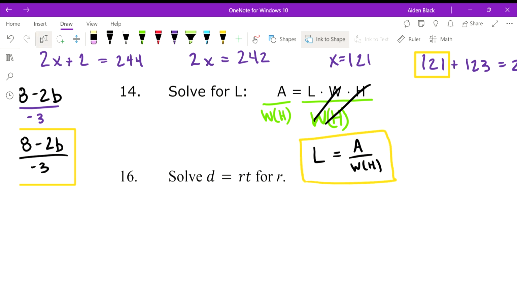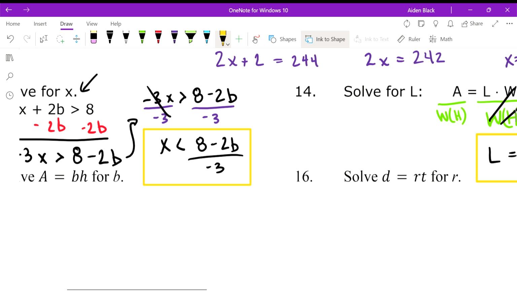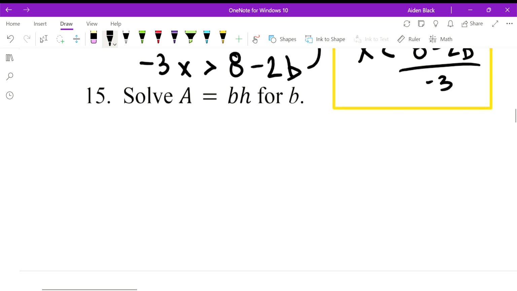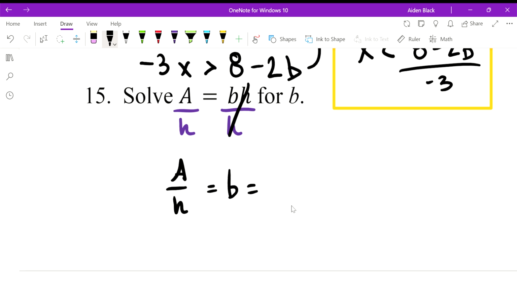Now let's look at these other ones. Alright, let's check out this one. If you're just trying to solve for B, what should you do? It's as easy as that. We get B is equal to A divided by H. If you want to write it on this side, that's fine as well.